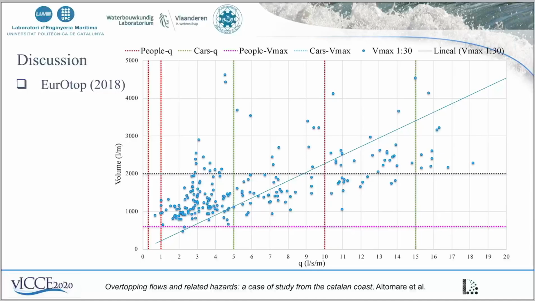What we can see here is actually that if one EurOtop criterion is fulfilled, the other maybe appears stronger. What I mean is that, for example, in terms of mean discharges, all the data are within the safety limit proposed by EurOtop. In terms of volume, most of the data, 90% of the data, are even above 1000 liters per second per meter, so far above the 600 liters per second per meter proposed by EurOtop as threshold for pedestrians.